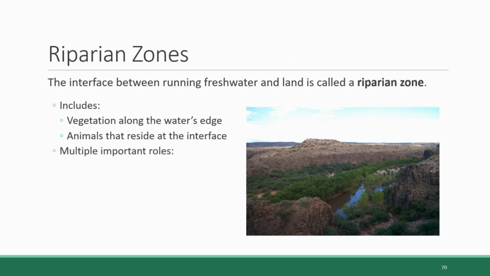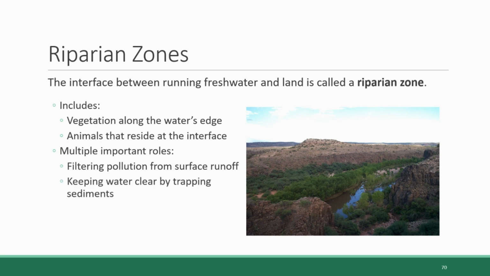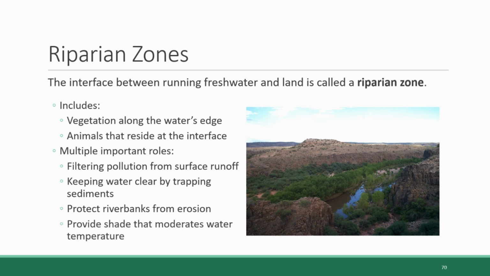And riparian zones are very important. They play lots of important roles in the river ecosystem. They filter pollution that comes from surface runoff before it reaches the river. They keep water clear by trapping sediment runoff. They protect riverbanks from erosion because the root systems of plants growing along the river can help stabilize the soil. And they provide shade that moderates the temperature of the water and keeps it from getting too hot.